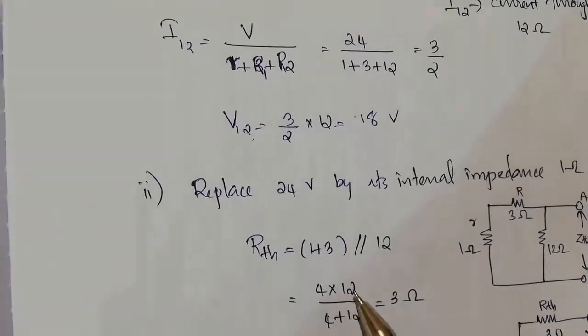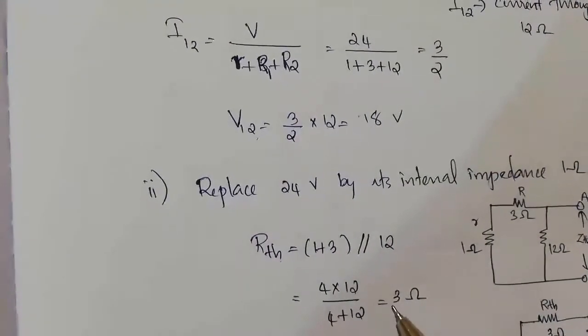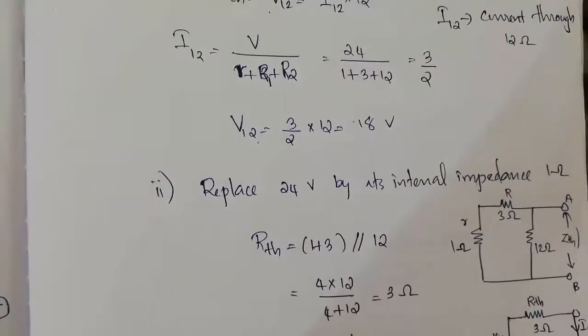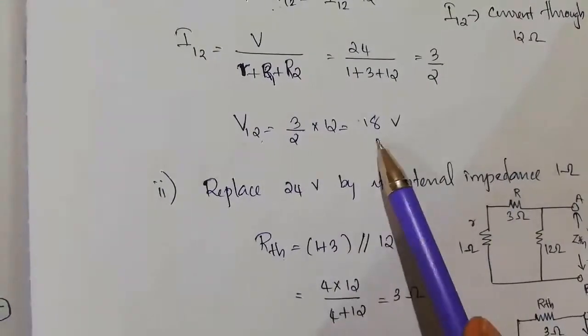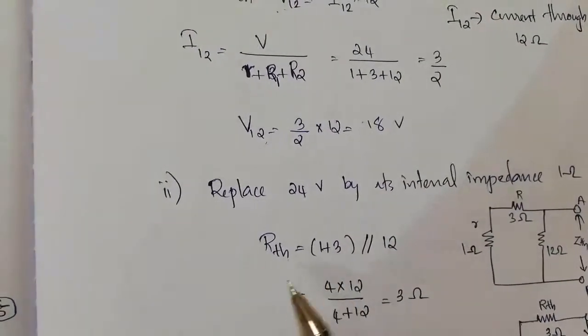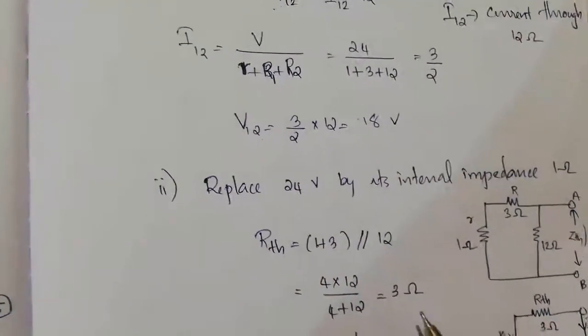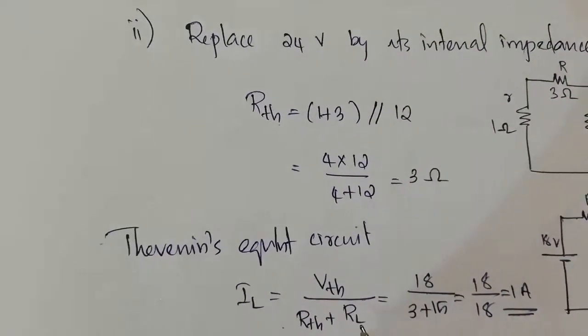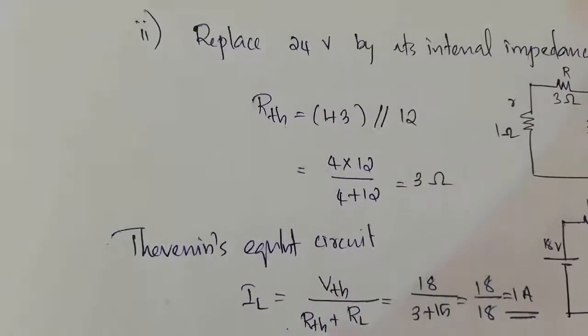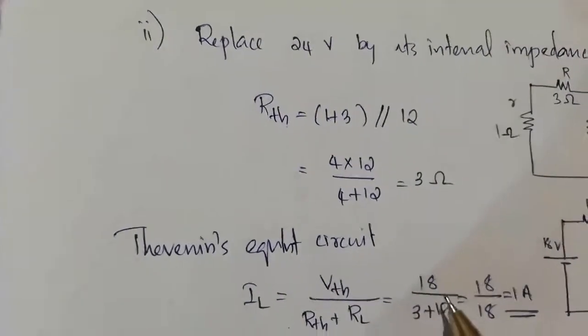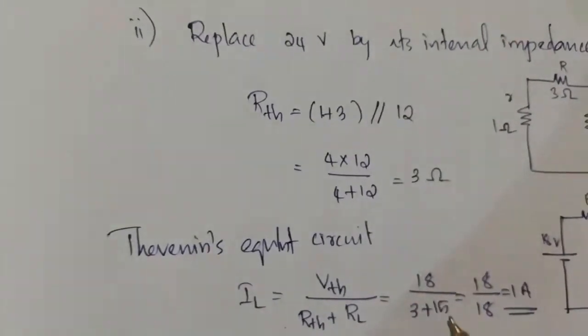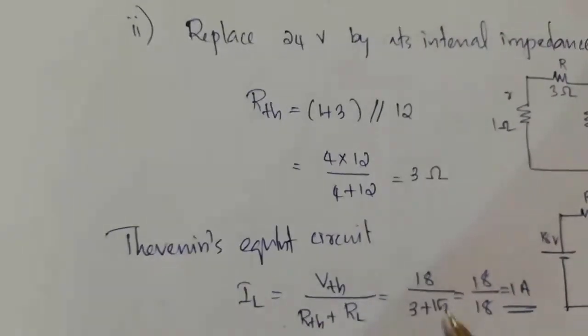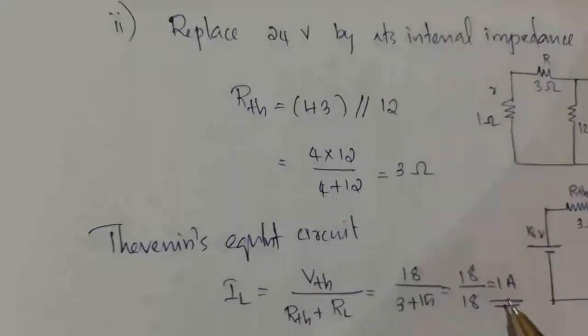That is 4 into 12 by 4 plus 12, that is equal to 3 ohm. So we had derived VTH as 18 volt and RTH or ZTH as 3 ohm. So the Thevenin circuit current is VTH by RTH plus RL, or VTH by ZTH plus ZL. That's equal to 18 by 3 plus RL, we have to connect 15 ohm. That is 18 by 18, that is 1 ampere.